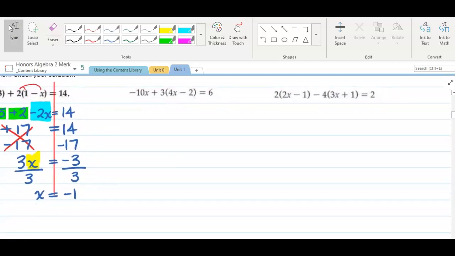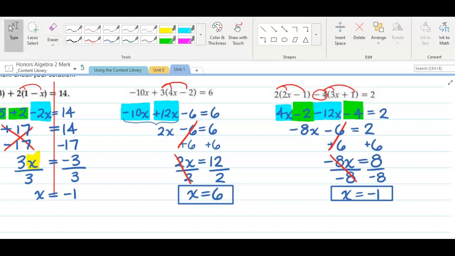Again, pause your video, try these next two problems, and then resume the video and see if you get the correct answer. See if you get the same thing I do. So in the second problem, x equals 6, and in the third problem, x equals negative 1.